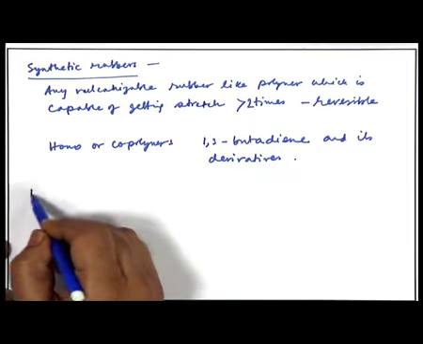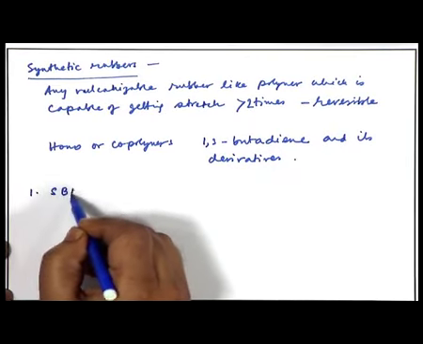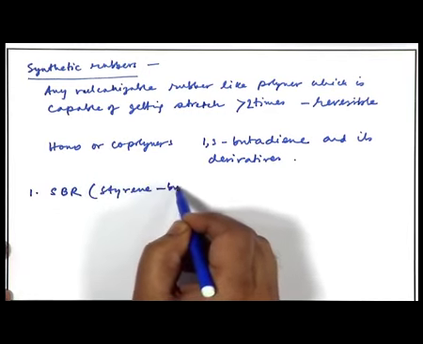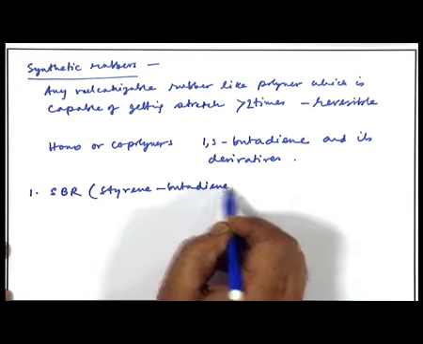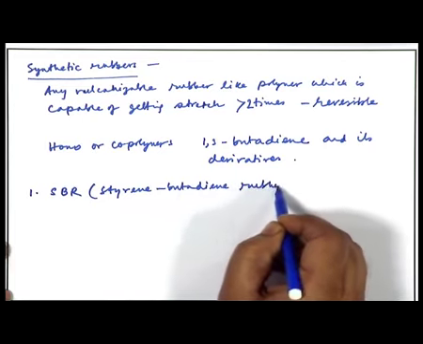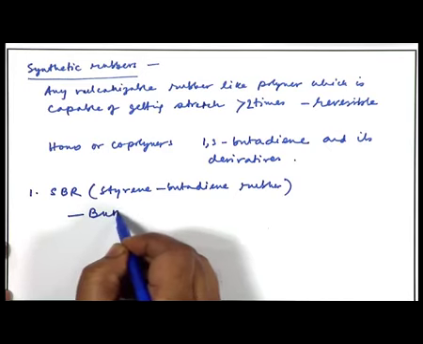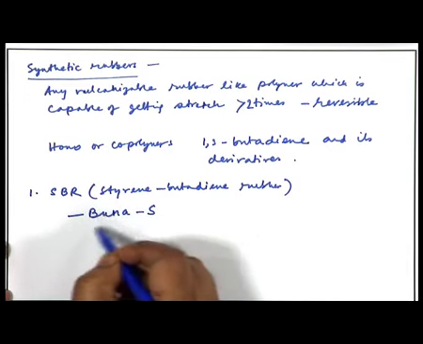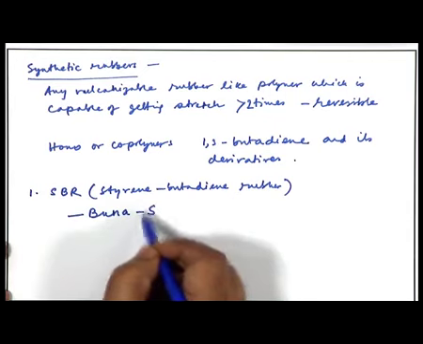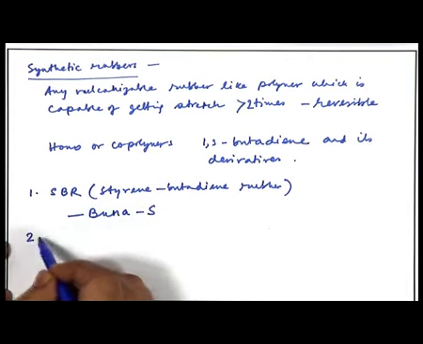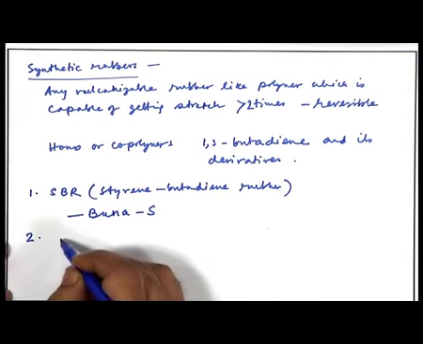The first example is SBR, styrene butadiene rubber. The example we gave earlier, Buna S, is a 1,3-butadiene rubber with styrene, and Na, sodium, is used for making the polymer.